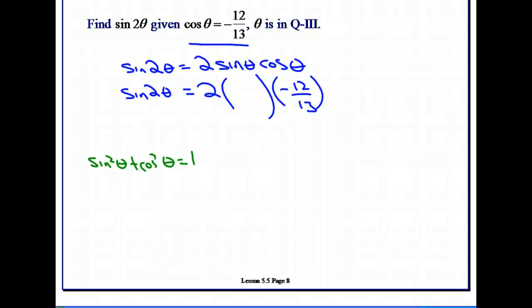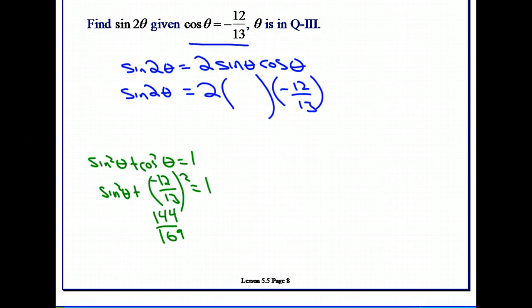Cosine is negative 12/13. I'll square that, so I'll just put it in here right now. Negative 12/13 squared. Over here I've got the sine squared equals 1. I'll square that out. I get 144 over 169. This is sine squared. And I think you've done this problem enough. This comes up very frequently, doesn't it?